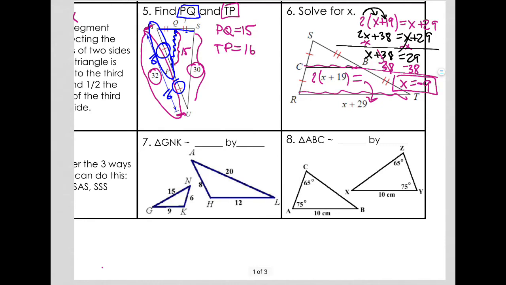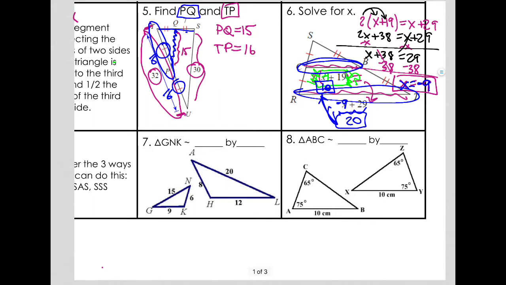Alright, and you could always check it by putting it back in, make sure it makes sense. So if I replaced x with negative 9 here, and forgot about what I put here, negative 9 plus 19, that would give me 10. And if I replace x here with negative 9, this would give me 20. And that would make sense because if this is 10 and this is 20, you could see how the mid-segment is half of the actual segment. So x equals negative 9.